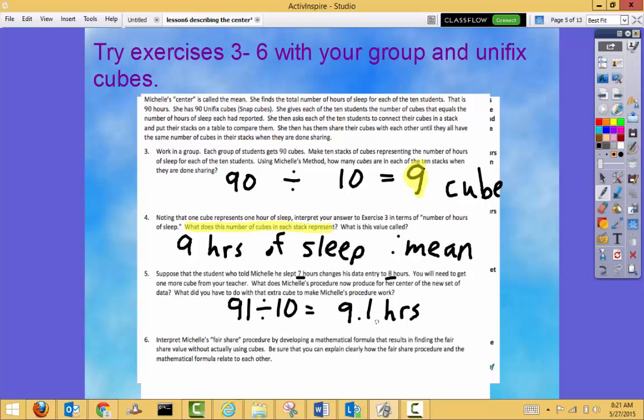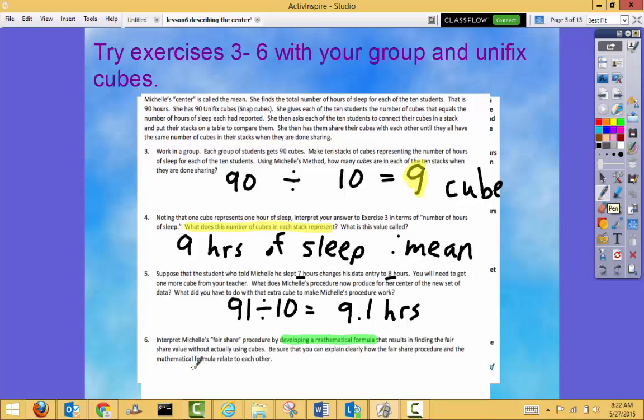Okay, number 6. Interpret Michelle's fair share procedure by developing a mathematical formula that results in finding the fair share value without actually using cubes. Be sure that you can explain clearly how the fair share procedure and the mathematical formula are related to each other. Just to save time, since it's a Wednesday, we're just focusing on this. We're going to just develop a mathematical formula.